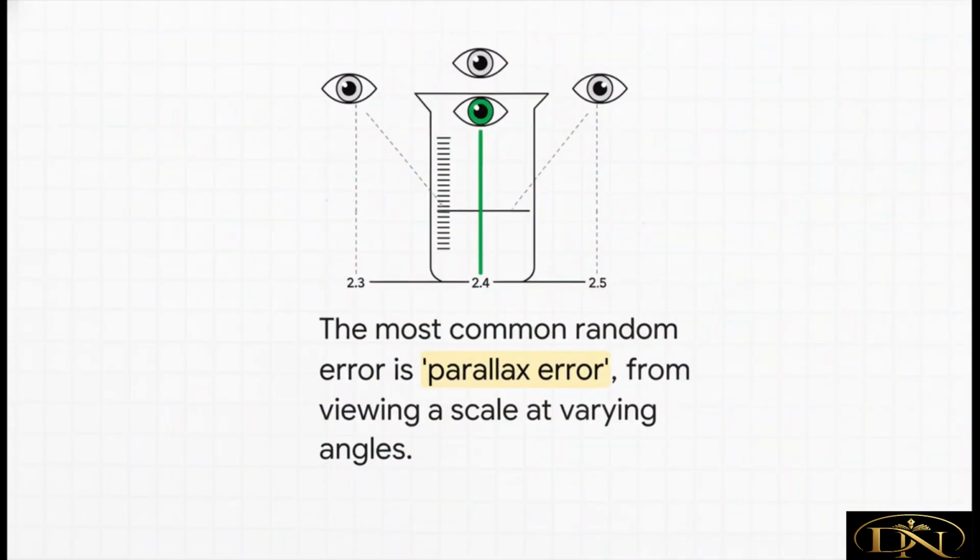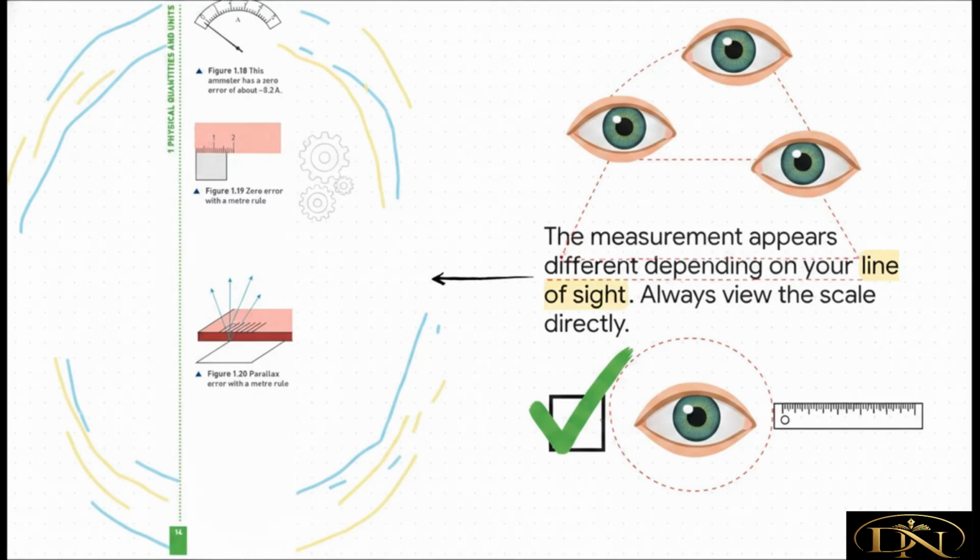A super common example of random error, and I guarantee you've done this, is parallax error. It's all about the angle you're looking at a scale from. Look at this diagram. It shows you exactly what I mean. Depending on where your eye is, to the left, to the right, or dead on, the measurement looks like it's in a different spot. If your viewing angle keeps changing, even a tiny bit, you're introducing random noise into your results. The solution? It's simple, but you gotta be disciplined about it. Always look at the scale straight on, at eye level.